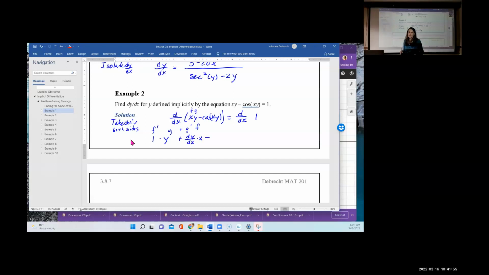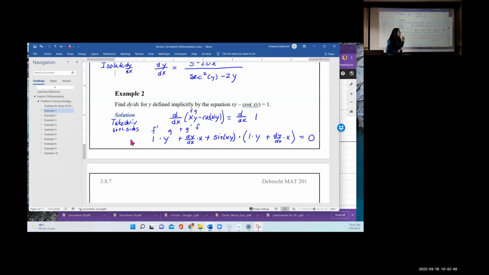minus, and now I have to have the derivative of cosine. The derivative of negative cosine is going to be a positive sine. I freeze the inside at xy, and then I multiply this by the derivative of xy, which is again 1 times y plus dy/dx times x. This is going to equal 0 because the derivative of the constant 1 is just 0. So I've had to apply the product rule twice on the product of x times y because they're both variables and they both change value.